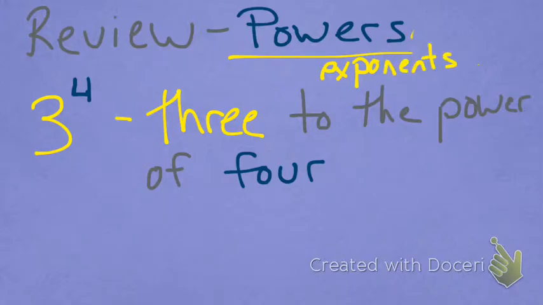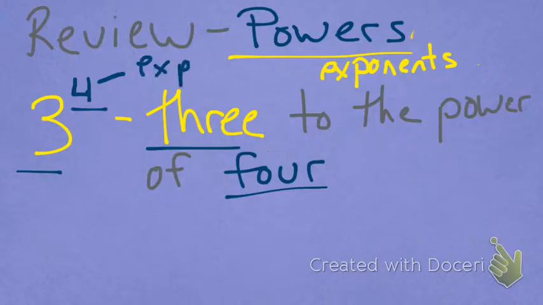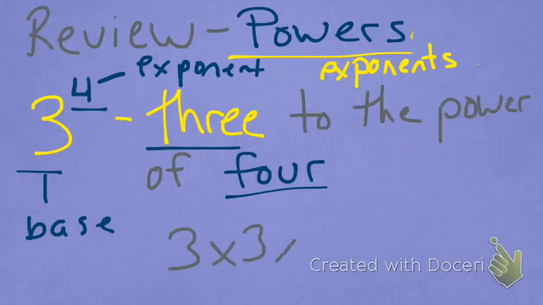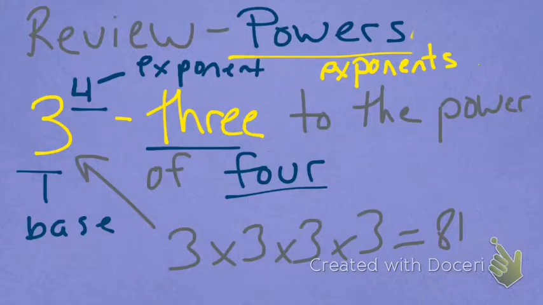So if we have a phrase like 3 to the power of 4, this number right here is our exponent. This number right here is our base. If we were to expand this value, we would have 3 multiplied by 3, multiplied by 3, multiplied by 3, and that would equal 81. But we could just as easily write that as 3 to the power of 4, which makes it a lot easier on us.